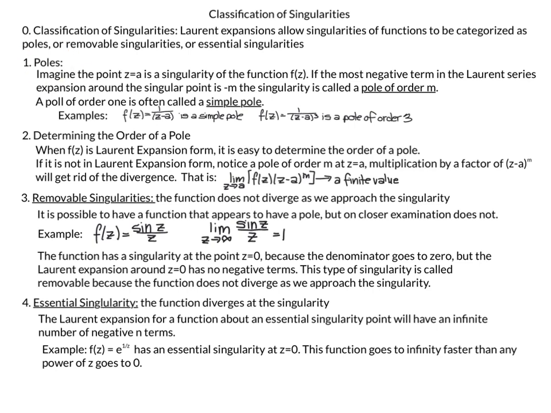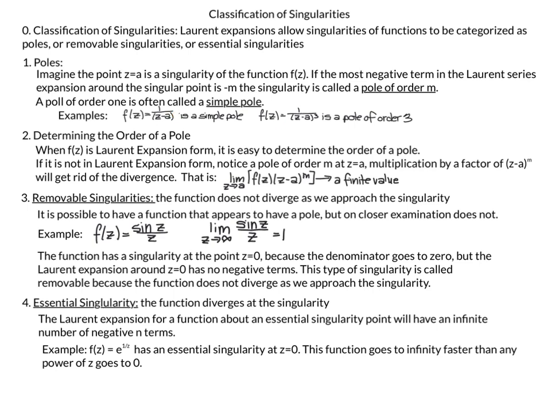So imagine we have a point z equals a. That's a singularity of our function f of z. If the most negative term in the Laurent series expansion around the singular point is minus m, the singularity is called a pole of order m. So for example, if we have f of z equals 1 over z minus a, the most negative term in the expansion around the singular point is z minus a, where a is our singular point. And it's a simple pole because the exponent m is equal to 1.